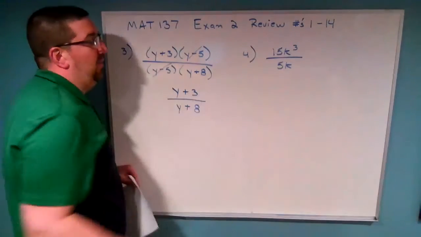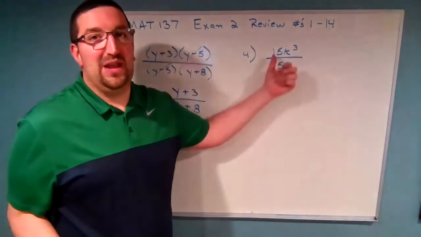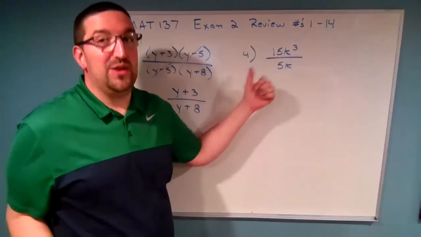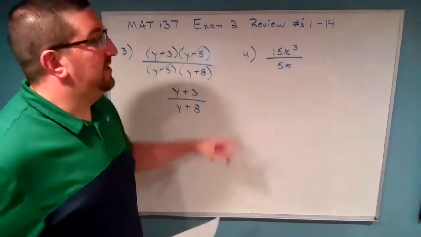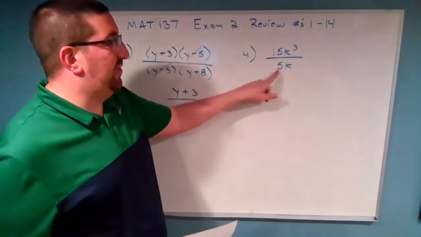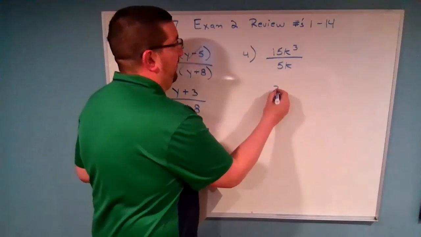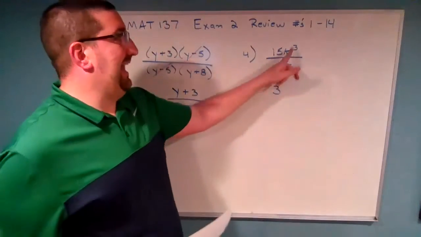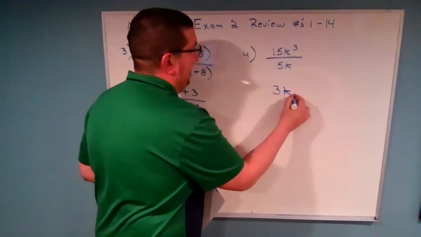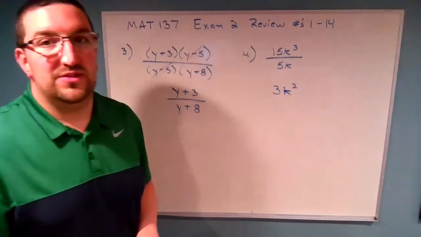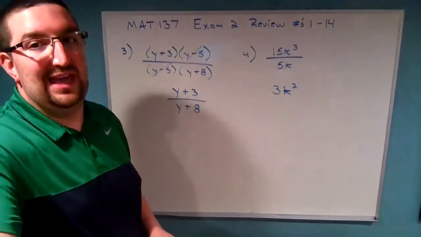Number 4, we have a monomial over a monomial. When it comes to monomials, you could cancel out individual parts of it. So we have 15 over 5 would be 3, and k to the third over k to the first would be k squared. So that simplifies to be 3k squared.